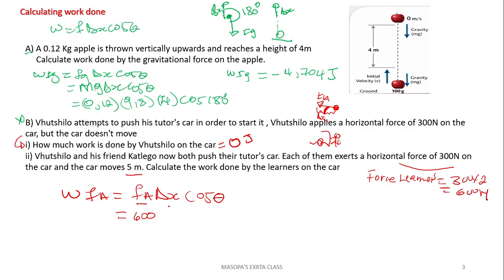Then the applied force that you're going to use is 600, then the delta x is 5, and the cos of 0. So cos of 0 will make our work positive. So the work done by them on the car will be 3,000 joules.